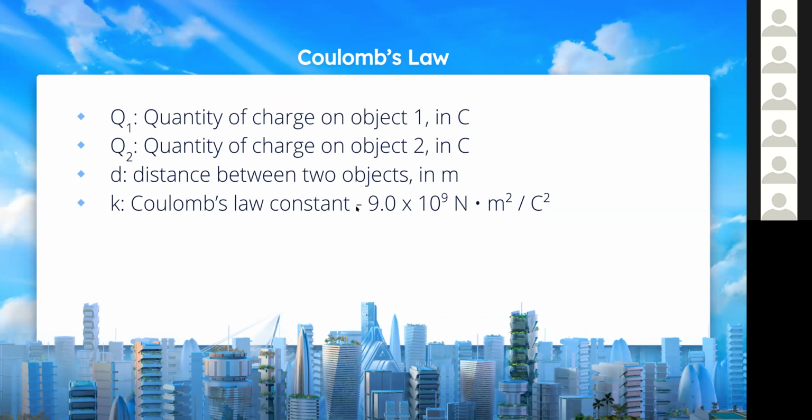And then if you were paying close attention, you saw in that formula that there was a K, a lowercase k, and that is a constant. According to Coulomb's law, that constant is equal to 9.0 times 10 to the 9th newton meter squared over coulomb squared. These units make everything work. So you're always going to be given K.